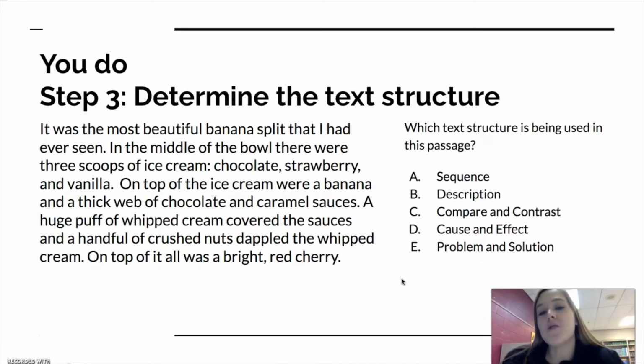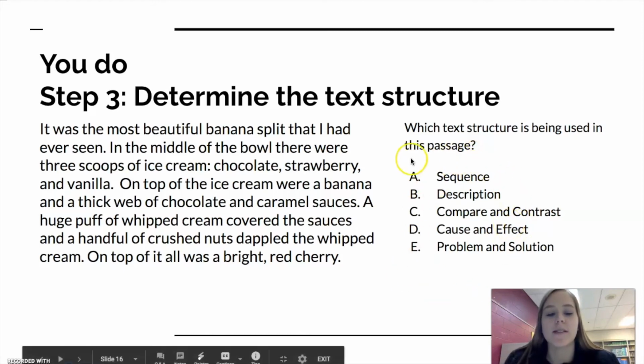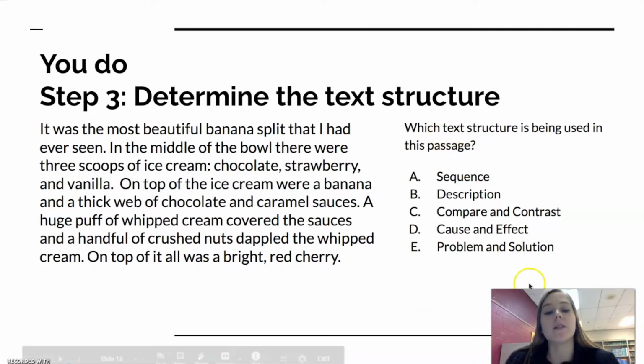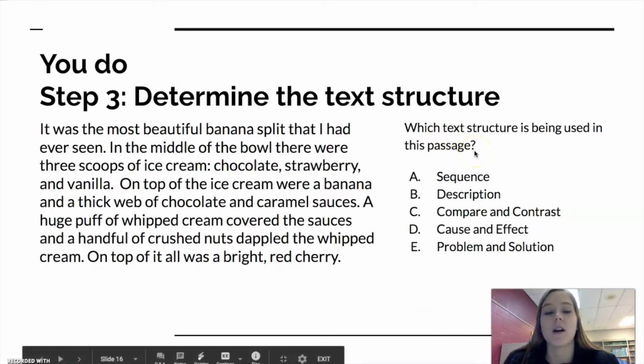Okay, so hopefully you know some of the clues now, and we've read the text, so remember step number 3 is to find the text structure. And one thing that I like to do if I'm not 100% sure is I like to use process of elimination. So I look at my choices here, and I see if there are any that I can automatically get rid of. So let's review really quickly what these are.